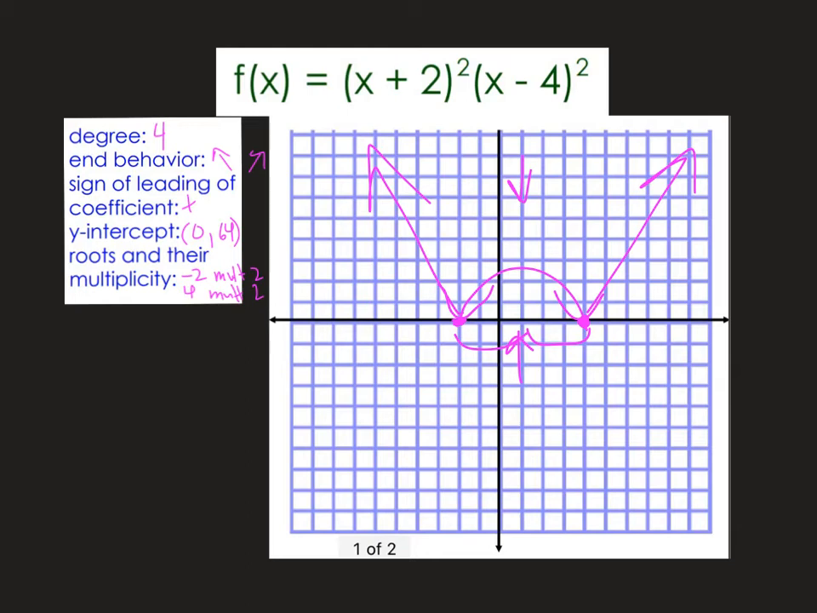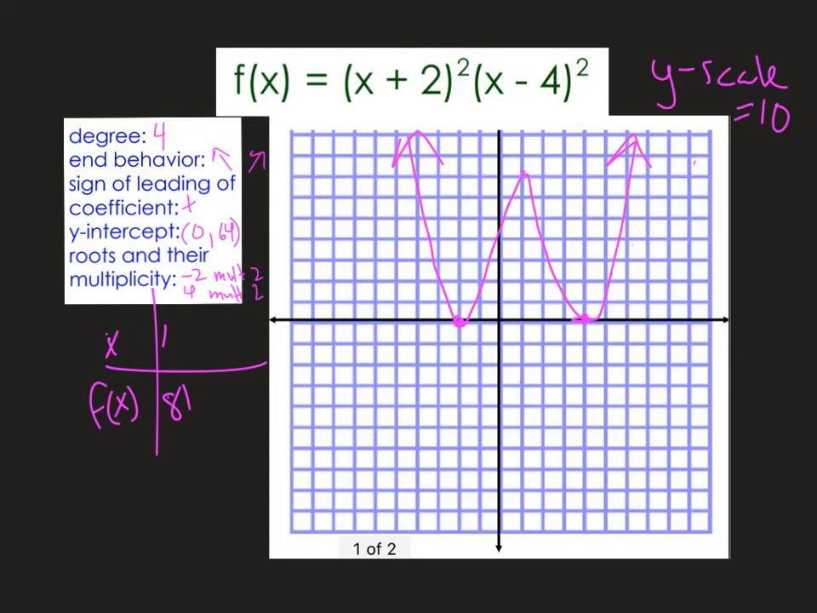So it might be nice just to go to an x of 1 and figure out the y value that's associated with 1. So it's 1 plus 2 is 3 squared. And 1 minus 4 is negative 3 squared. So that's 3 squared is 9, and negative 3 squared is positive 9, and 9 times 9 is 81. So that's not that bad to figure out. Just helps in drawing a reasonably accurate sketch, that's all. And so there's the drawing.